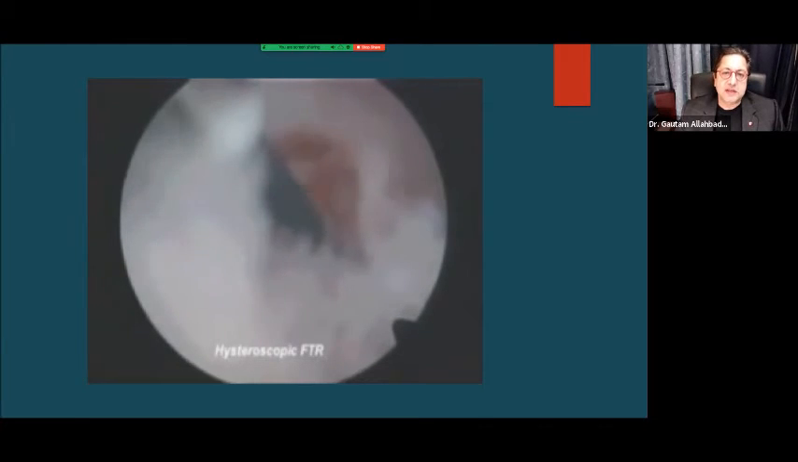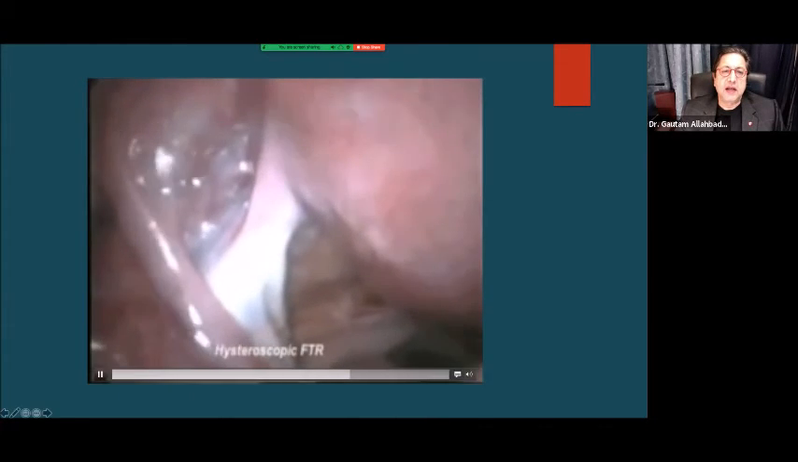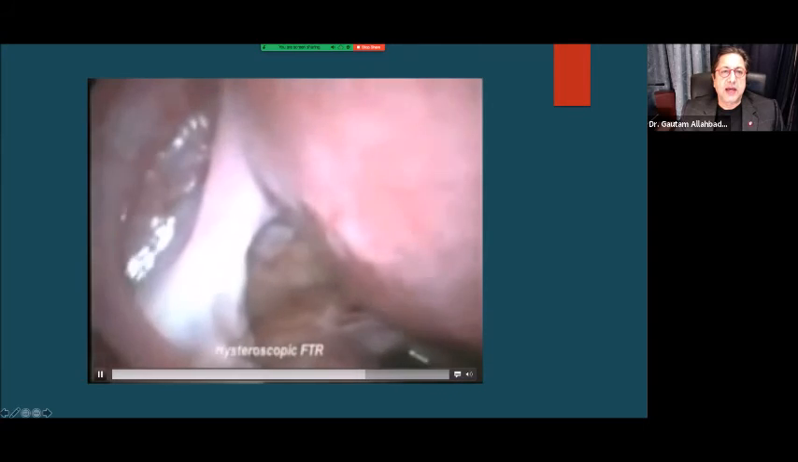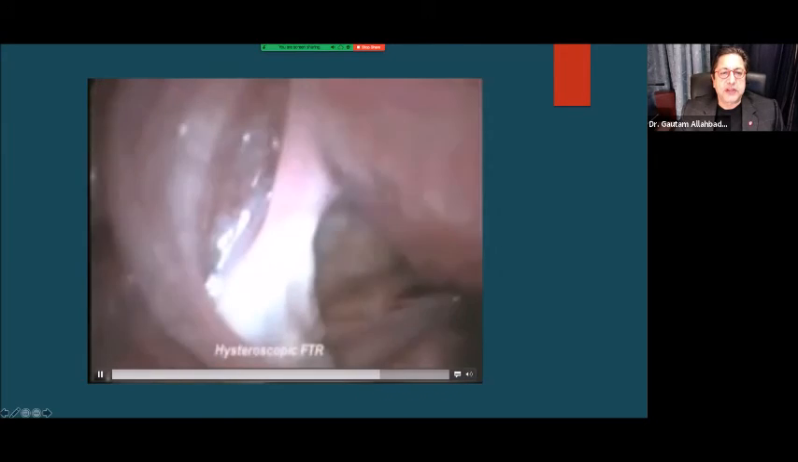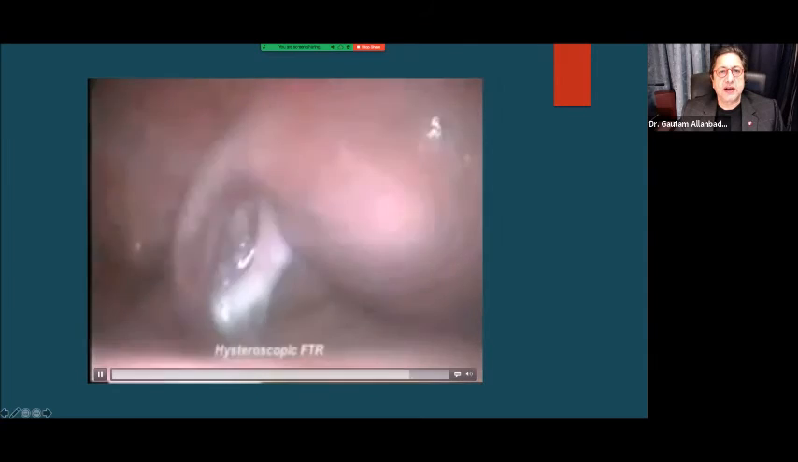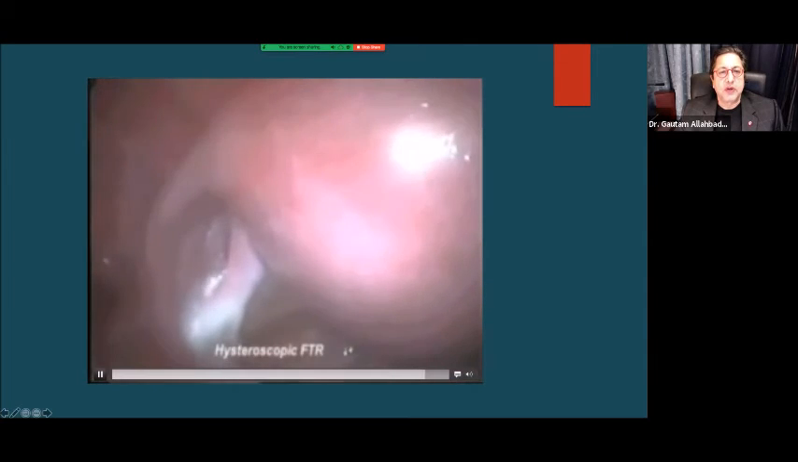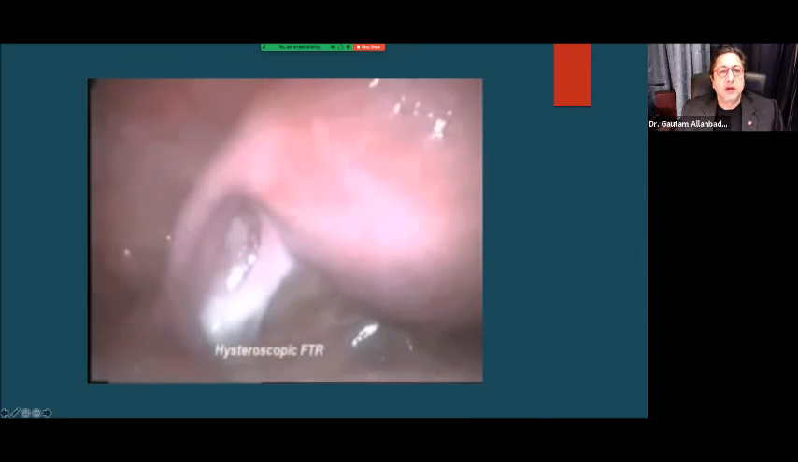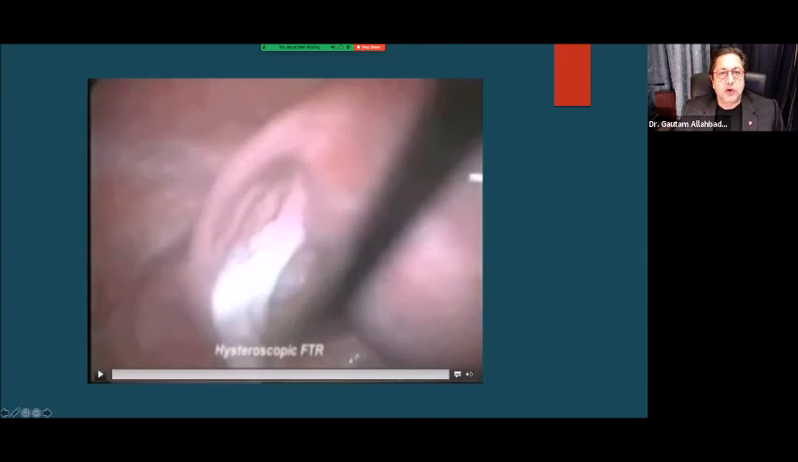If you are unsuccessful, then anyway, the final common pathway, you can have a laparoscopic check. You have pushed in the glide wire from the hysteroscope, and from the laparoscope, you can see the tube coming out, bypassing this cornual end.